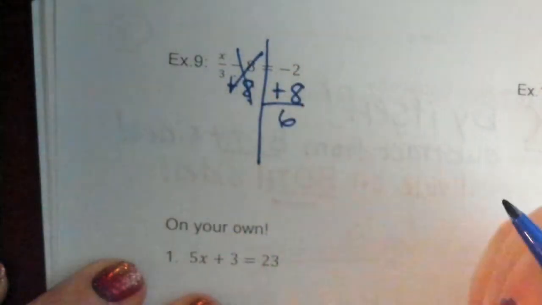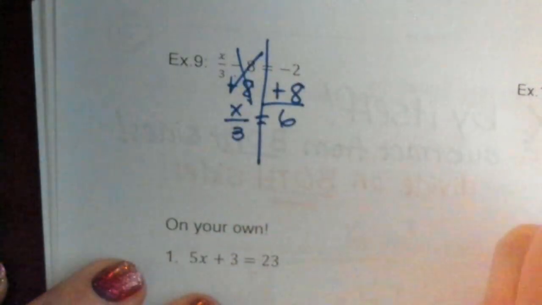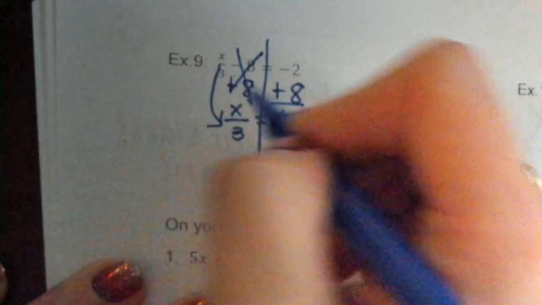That equals 0, and then negative 2 plus 8 gives us a 6. So we're left with x divided by 3 equals 6. Right? We just brought this down. That's all we have left over here. Everything else canceled out.